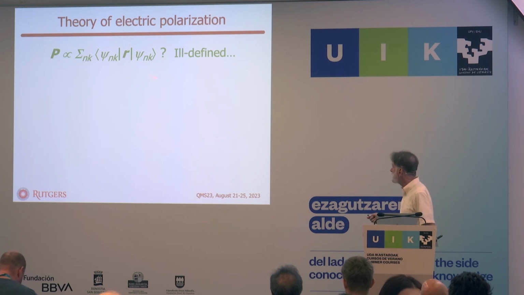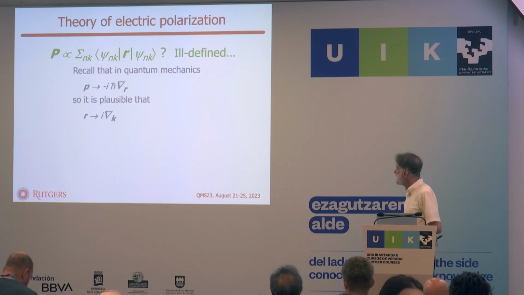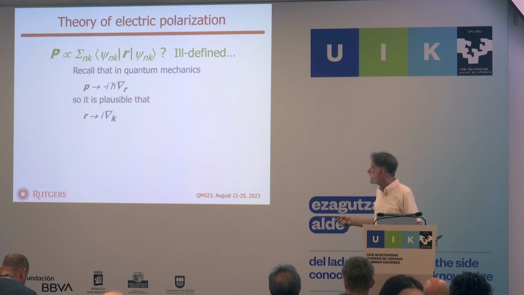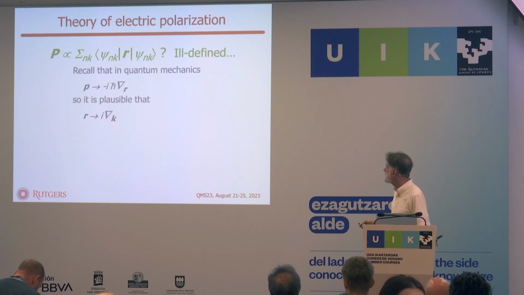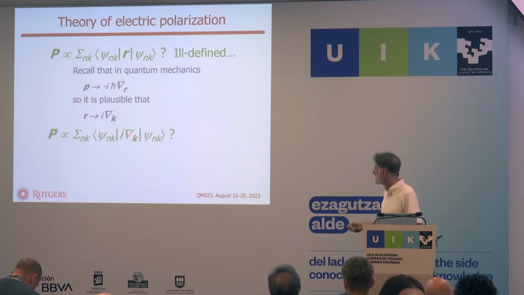But you can't do it between Bloch states because it's ill-defined. So there are two tricks. The first trick is, as I think Dima mentioned, you have a kind of correspondence in quantum mechanics that says that if momentum is the gradient with respect to position, the position should be gradient with respect to momentum, which is wave vector, effectively, in the crystal case.